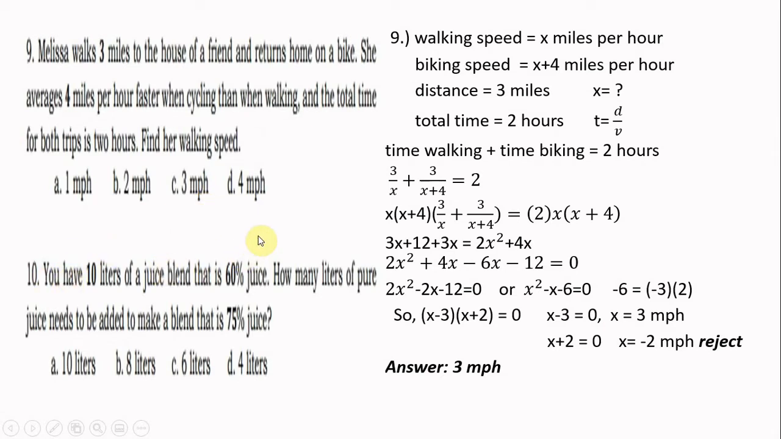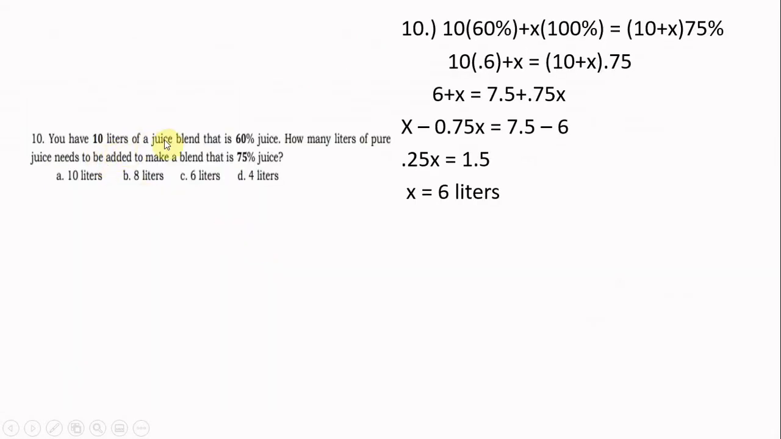So, number 10 is on the next slide. Okay, number 10, you have 10 liters of juice blend that is 60% juice. How many liters of pure juice needs to be added to make a blend that is 75% juice? So, this is a mixture problem. So, this is how you are going to solve. 10 liters times 60% juice plus, we do not know how many liters to be added, and it should be pure juice. So therefore, we will be using 100% is equal to, you will add this one 10 plus x, and the total would be 75% juice.